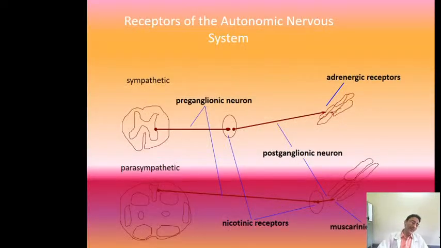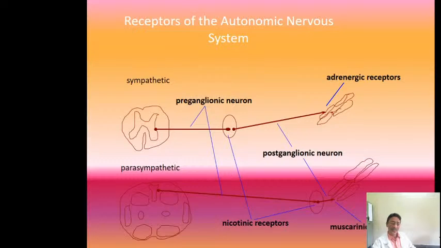So here is the same thing which I told you in the initial few slides. This is the sympathetic nervous system: the preganglionic fibers taking their origin from the spinal cord, coming out, ending in the sympathetic ganglion, and the postganglionic fibers taking their origin there and going to supply the target organ.